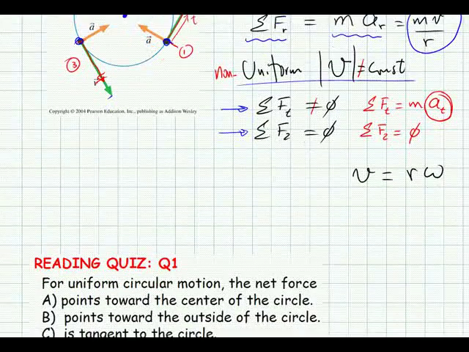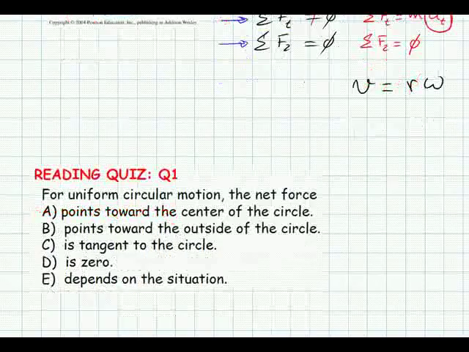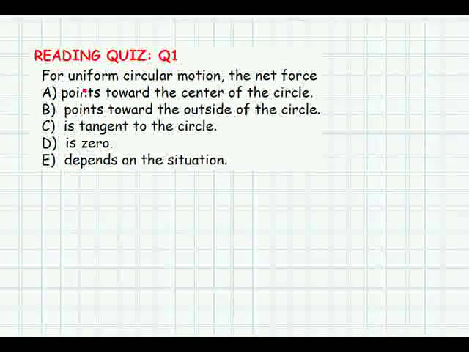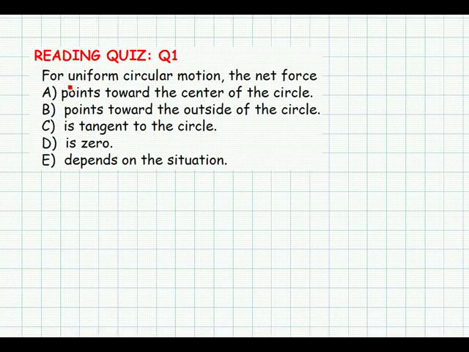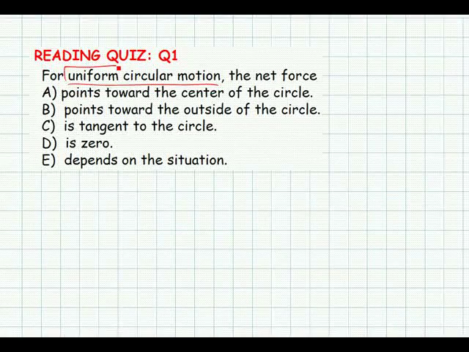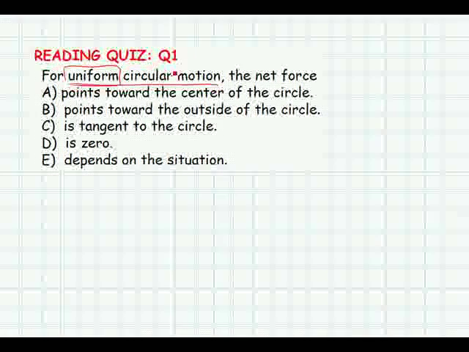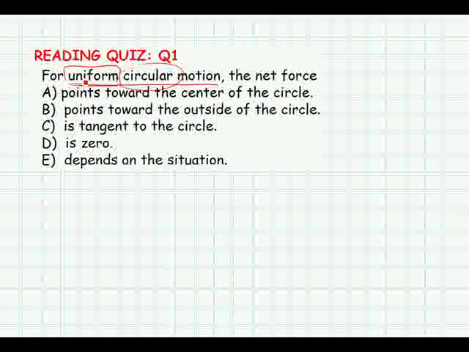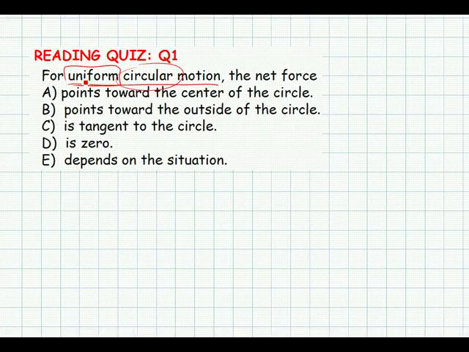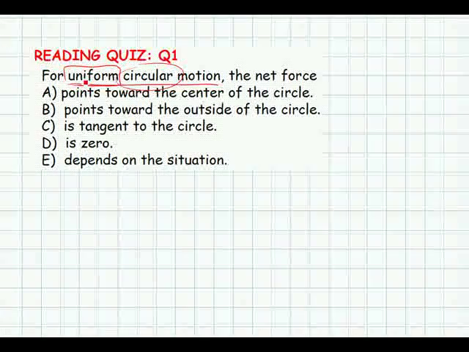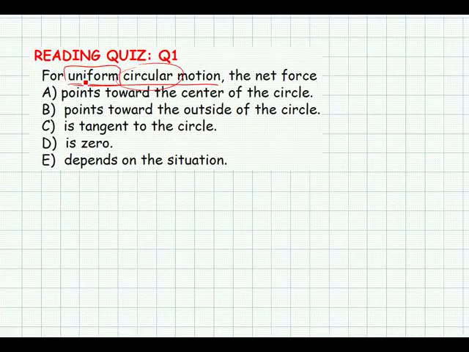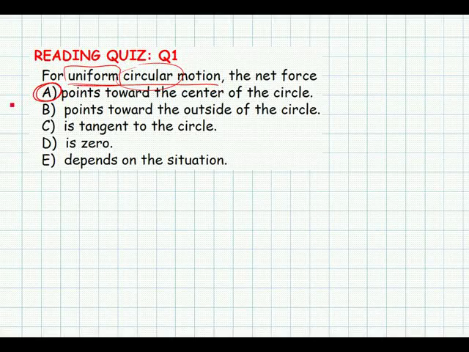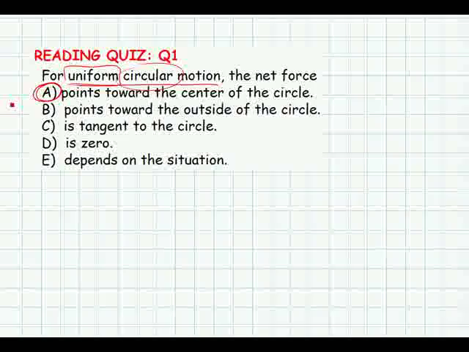Let me ask you this question, and I'll summarize what I just said in just a second. Think about this for a second, and I'll give you the answer. If you have a uniform circular motion, so the key word here is uniform, and also circular, of course, the net force always points towards the center of the circle, points towards the outside of the circle, its tangent to the circle is zero, or depends on the situation. So what do you think the answer is? And I hope all of you chose A. It always points towards the center of the circle.